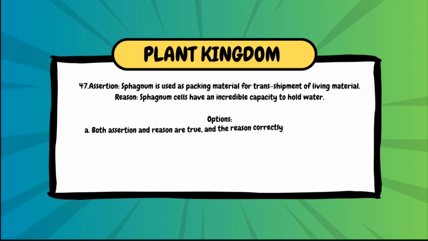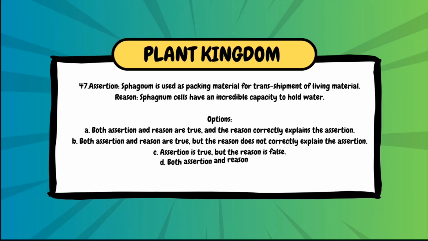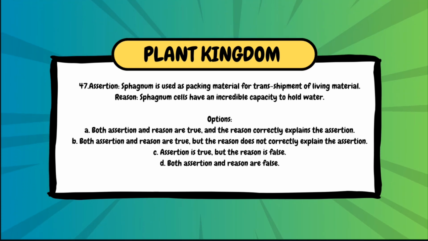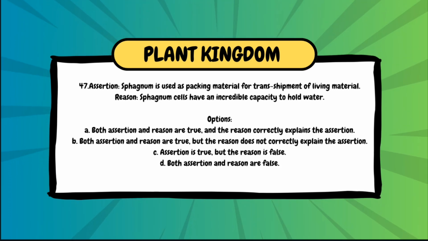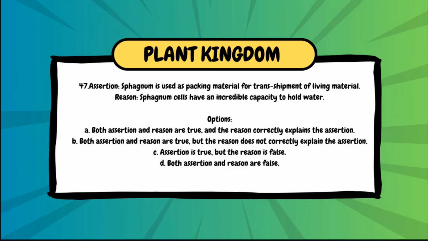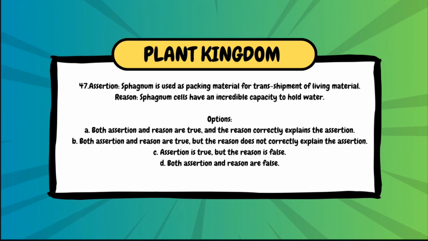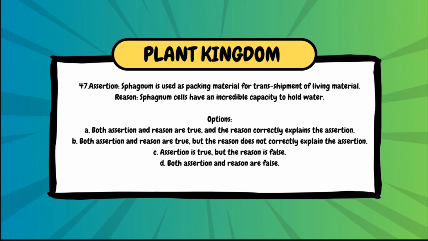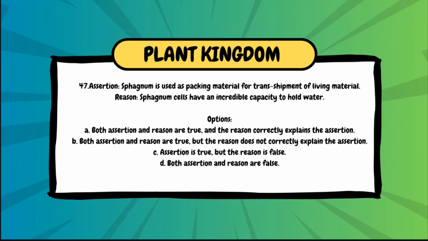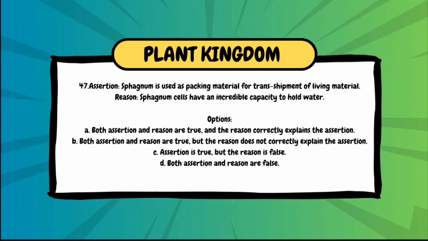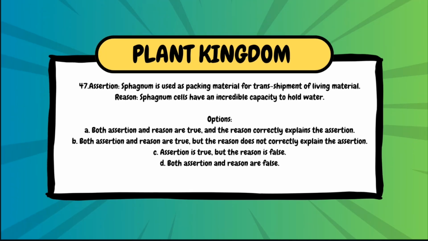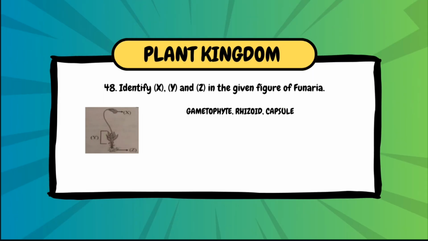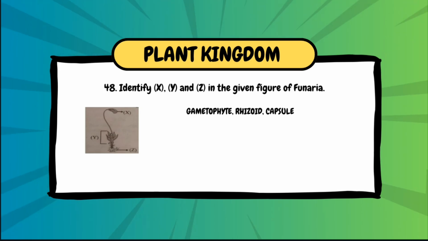Assertion: Sphagnum is used as packing material for transshipment of living material. Reason: Sphagnum cells have an incredible capacity to hold water. A. Both assertion and reason are true, and the reason correctly explains the assertion. B. Both are true, but the reason does not correctly explain the assertion. C. Assertion is true, but the reason is false. D. Both are false. 48. Identify X, Y, and Z in the given figure.